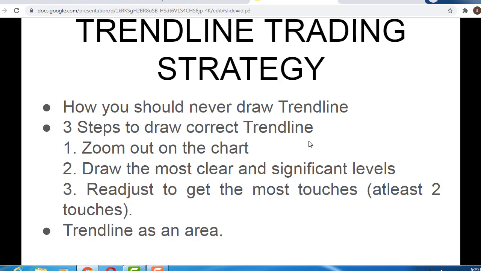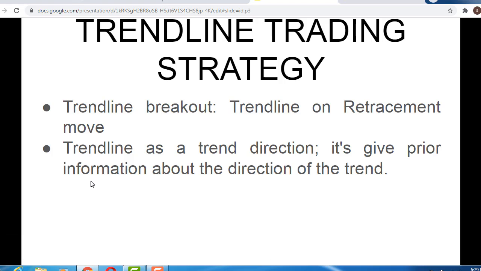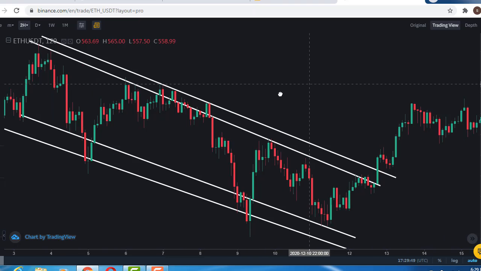Now, trend line as an area, I've talked about that. Now, the last one is trend line breakout. That is, if you are in a trending market, let's say the market was moving up, how will you know that the retracement has ended and the impulse will begin? I'll show you that in a moment. And the trend line is used for trend direction. It gives you prior information about what the trend is going to do when you are trading the financial market. I've talked about that as well.